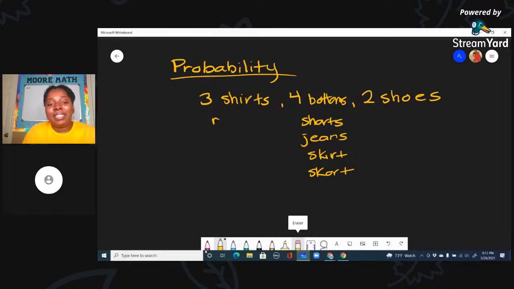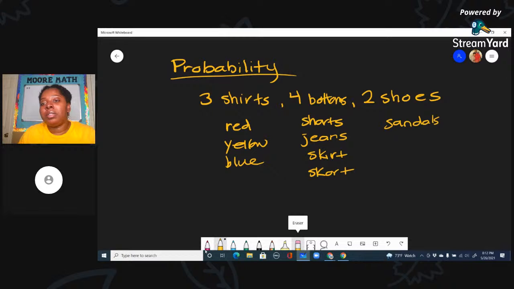We can have a t-shirt. What other kind of shirts are there? Or maybe we should do color. Do you think we should do color? It might be easier. Okay, let's say a red shirt, yellow shirt, blue. And then for shoes, we can wear sandals or sneakers. Okay. So we have 3 possibilities for shirts, 4 possibilities for your bottoms, and then shoes, we have 2 possibilities.